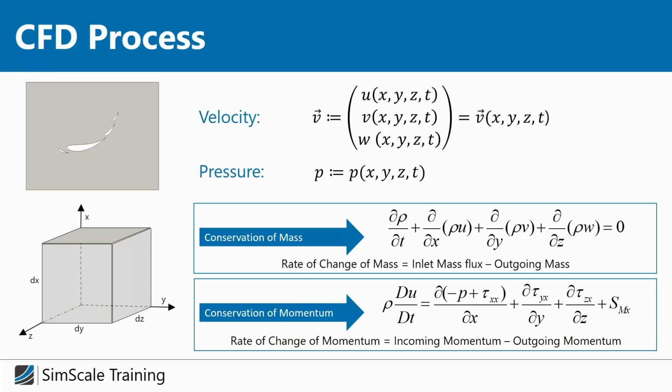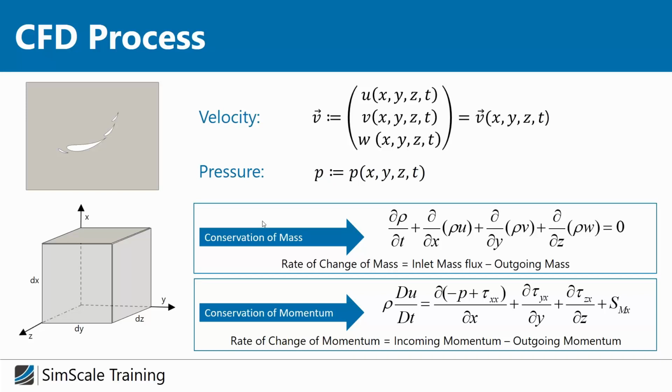It just says that if we look at what is happening inside and at the boundaries of this element, the rate of change of mass inside this element must be equal to the difference between the ingoing mass flux and the outgoing mass flux. And the same for the momentum. The rate of change of momentum inside this volume is defined by the difference between the incoming momentum and the outgoing momentum.